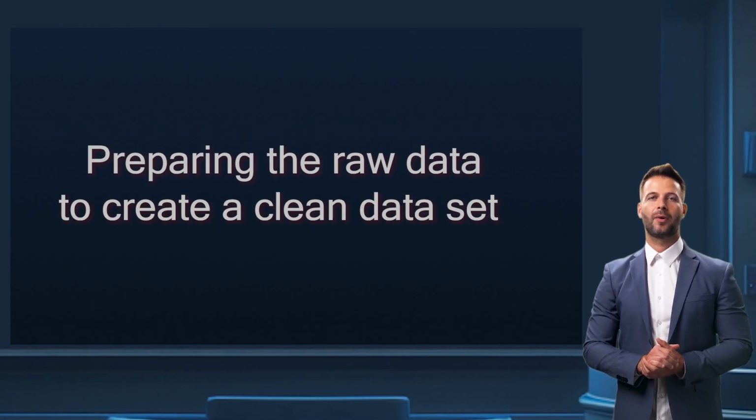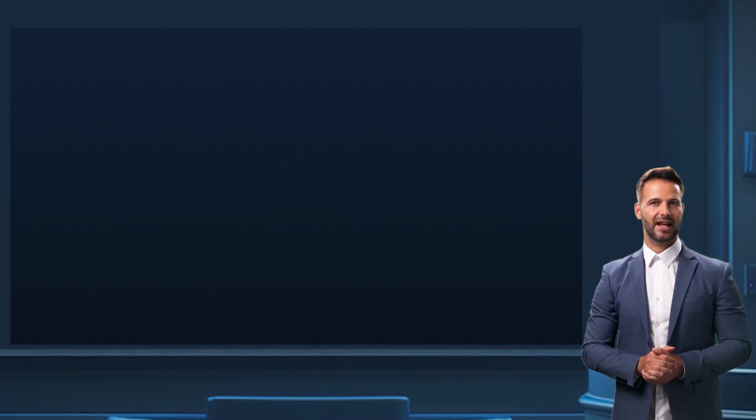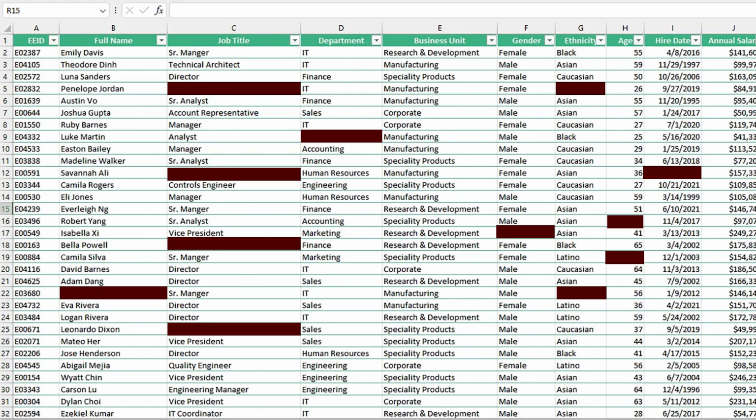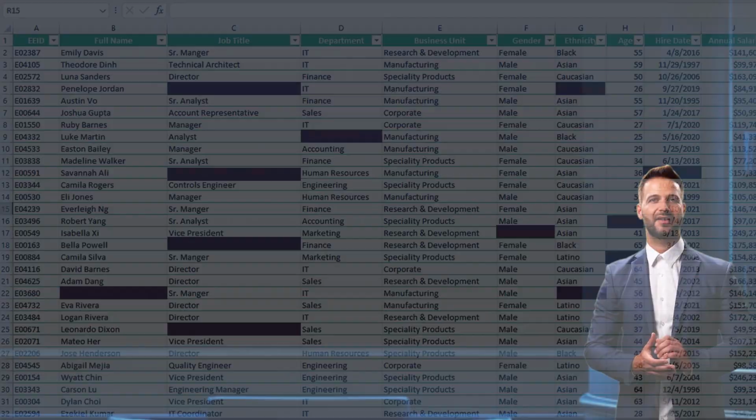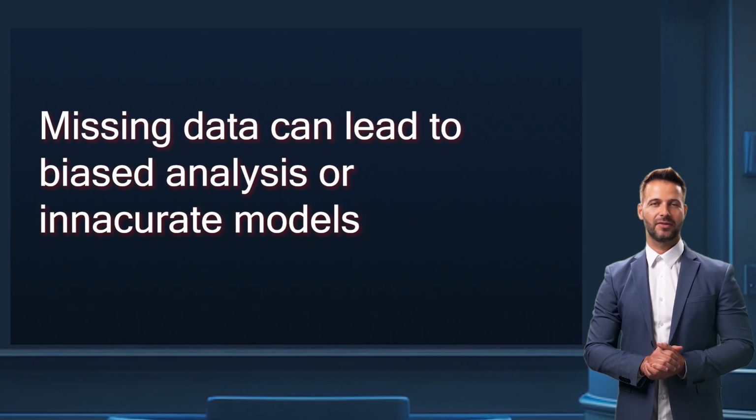First, let's talk about data cleaning. This step involves preparing the raw data by removing or correcting errors to create a clean data set. The data might have missing values. Missing values in data sets are common, and they can occur for various reasons. For instance, data entry errors, system failures, or during data collection processes. Handling missing values is essential because they can lead to biased analysis or inaccurate models.